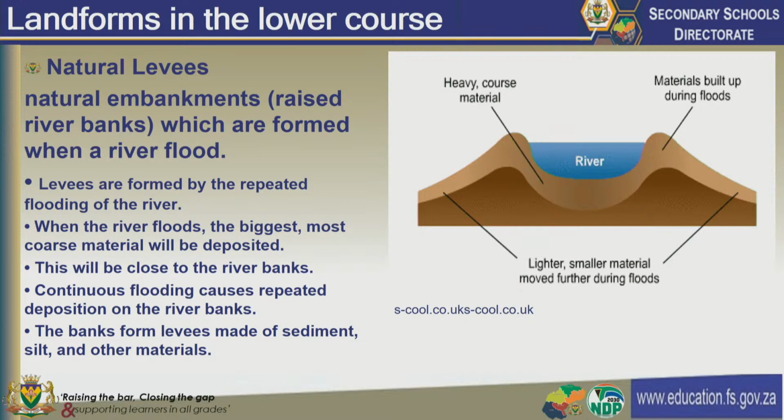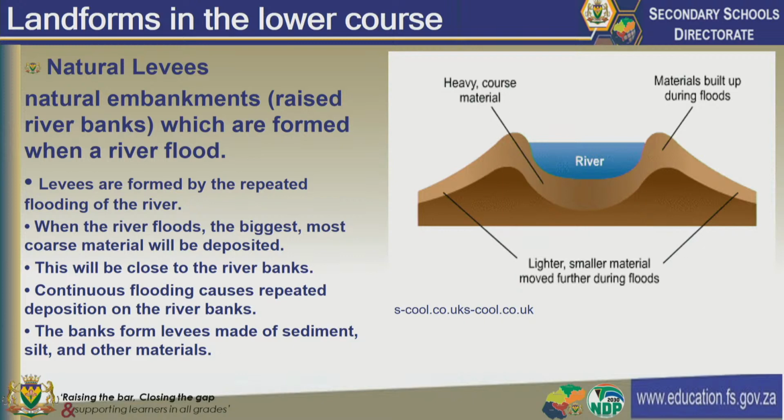They are embankments, they are raised river banks which are formed when a river floods. So those are what we call levees. They are raised river banks that are formed when a river floods. Levees are formed by repeated flooding of a river. I think we have really mentioned that.